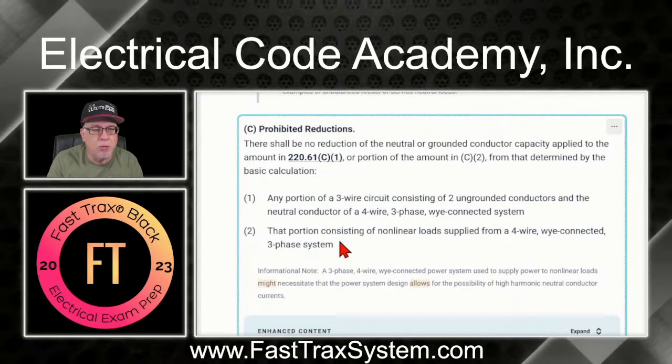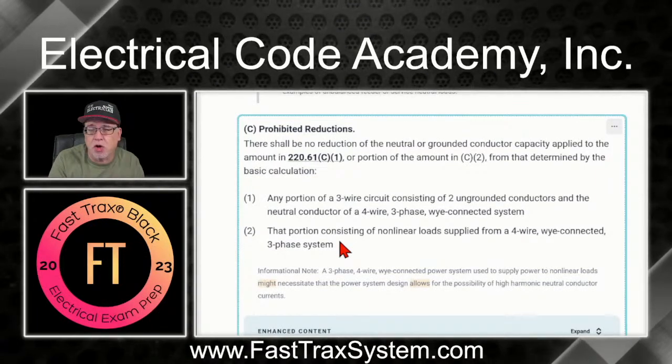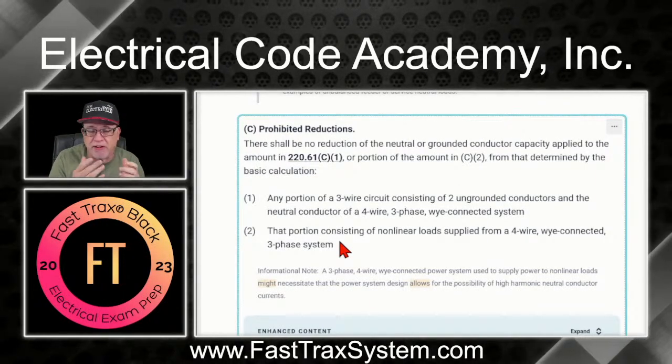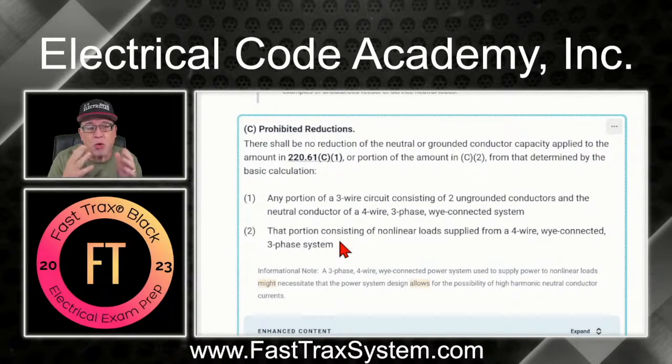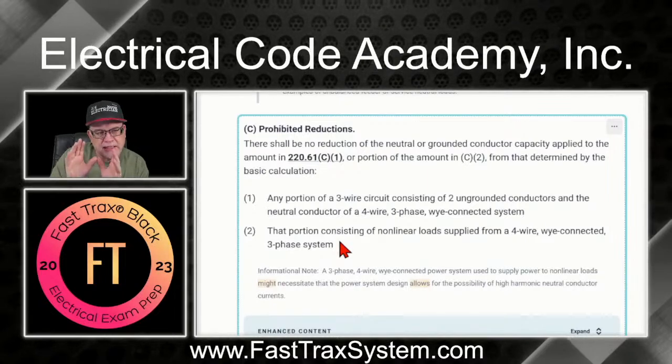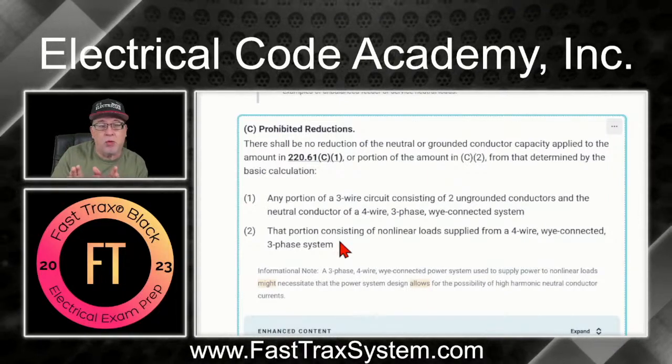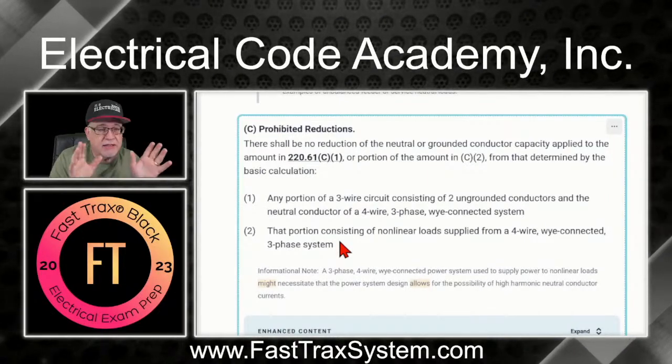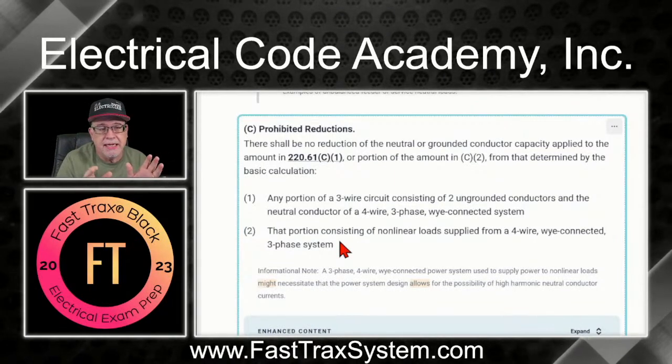A motor example would be a linear load. A non-linear load would be something like a variable frequency drive or fluorescent electronic ballast that can distort the waveform. If that's what you're dealing with and you're dealing with the four-wire three-phase wye systems, then you can't reduce the neutral or grounded conductor. It's going to be full size to handle whatever the load calculation was. That's it.